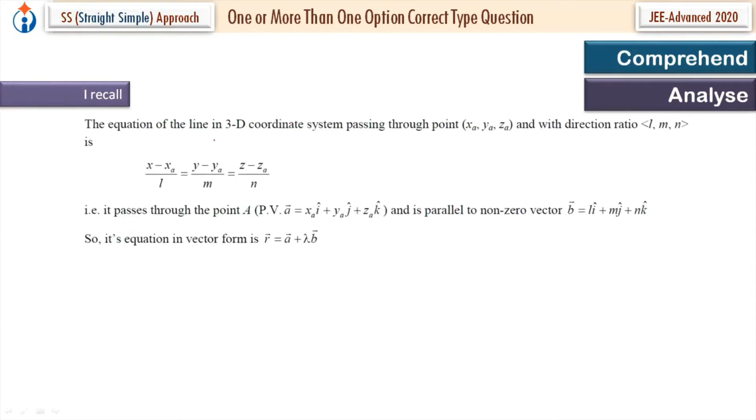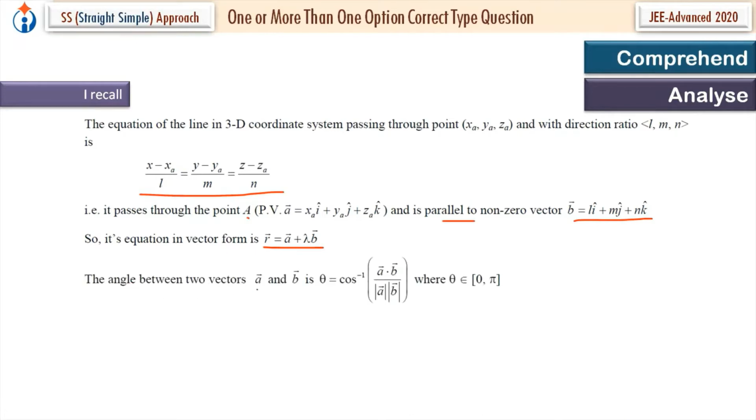So analyze. I recall if the equation is in the three-dimensional coordinate system, so this line passes through point xa, ya, za, and direction ratios are L, M, N. And in vector form, this will be line passing through point A with position vector xa i cap plus ya j cap plus za k cap. And line is parallel to non-zero vector B vector Li cap plus Mj cap plus Nk cap. So its equation in vector form is R vector is equal to A vector plus lambda times B vector. Lambda is an arbitrary constant.